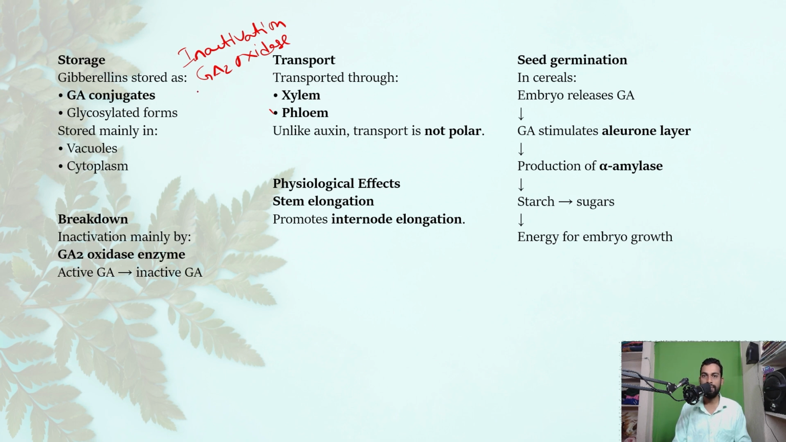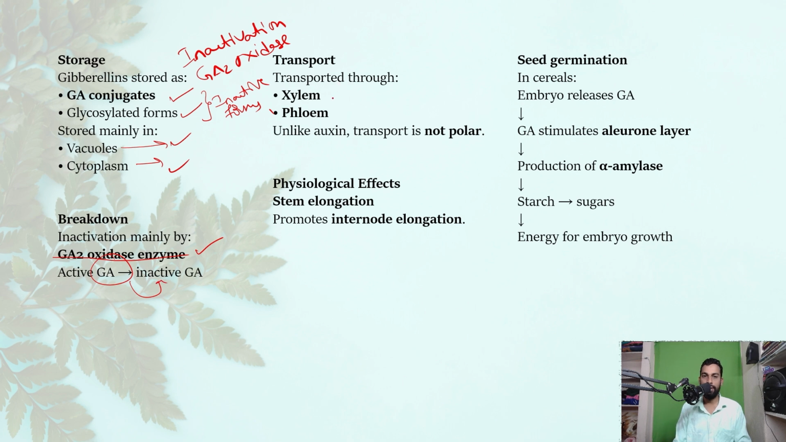So what did you understand until here? These are inactive forms. What are they? GA conjugates, glycosylated forms. They are stored in vacuoles and cytoplasm. Remember this. GA conjugates, glycosylated forms, are inactive forms, stored in vacuoles as well as in cytoplasm. Breakdown, I already told you this. The inactivation process is done by the GA2 oxidase enzyme. So active gibberellic acid is converted to inactive gibberellic acid.